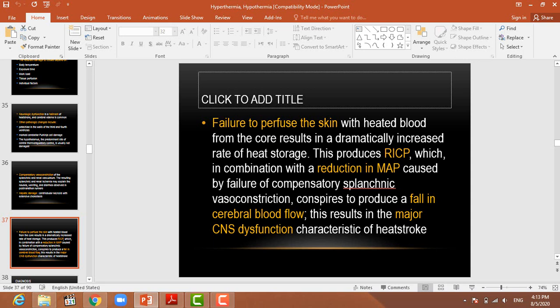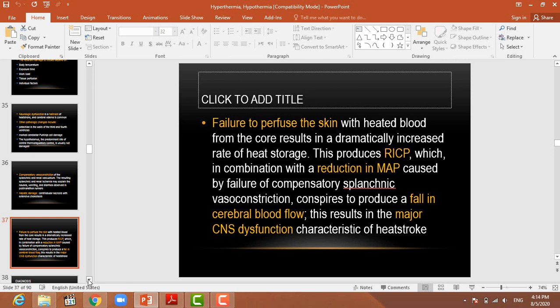That means first of all, blood flow to the skin is not there, so the skin cannot transfer heat to the environment. Then heat storage increases, and more and more heat is stored in your body. This will lead to raised intracranial pressure along with a drop in the mean arterial pressure. Then there is splanchnic vasoconstriction, and ultimately a fall in the cerebral blood flow, leading to the major CNS dysfunction, which is a characteristic of heat stroke.